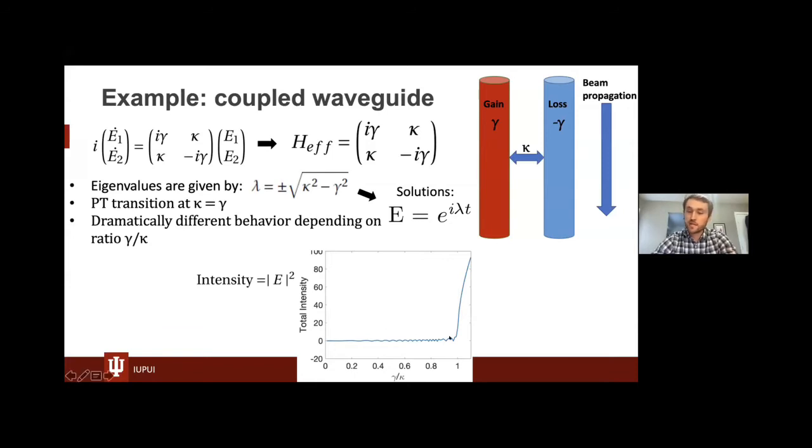When that ratio is less than 1, the intensity in the system is bounded. So it never gets too big, never gets too small, right? When that ratio is greater than 1, we see divergent behavior. So there's dramatically different behavior depending on the value of that ratio of the diagonal to off-diagonal terms of the PT symmetric Hamiltonian.